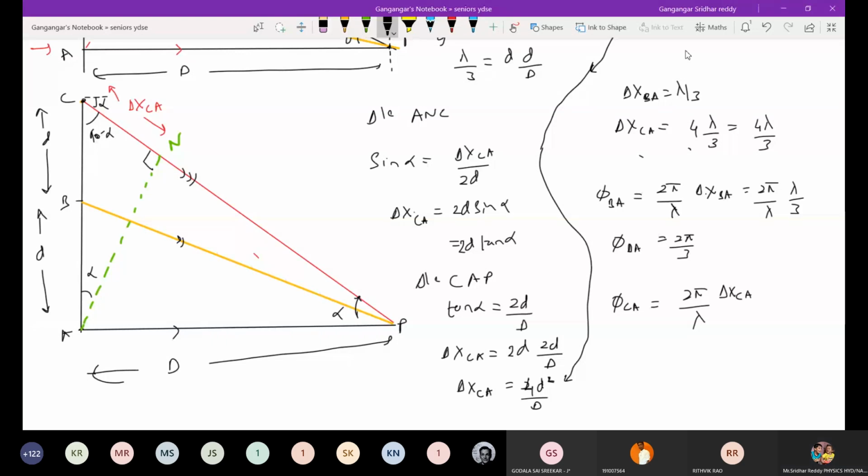XCA is 2 pi by lambda times 4 lambda by 3, so 8 pi by 3. So what is the reference? A is the reference. B and C will subtend that much of angle. I think this is something very important.